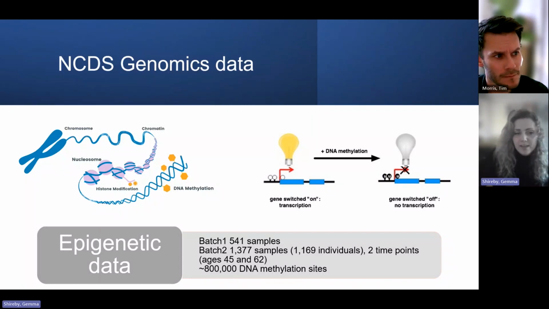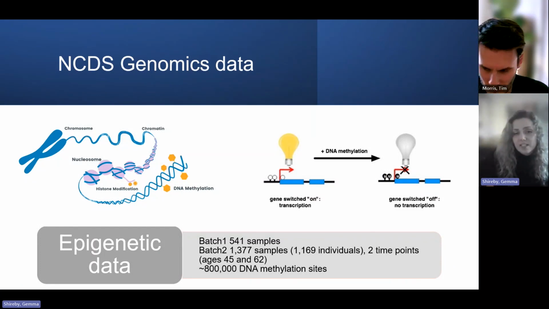So we have 2 batches of DNA methylation data in NCDS. Batch 1 has around 540 samples, and batch 2 has around 1,400 samples. What's interesting about this is we also have 2 time points, at ages 45 and 62. And the thing about epigenetics is, in comparison to genes, which obviously can't change, you're born with them, it's actually dynamic. So there could be changes within these 2 time points.